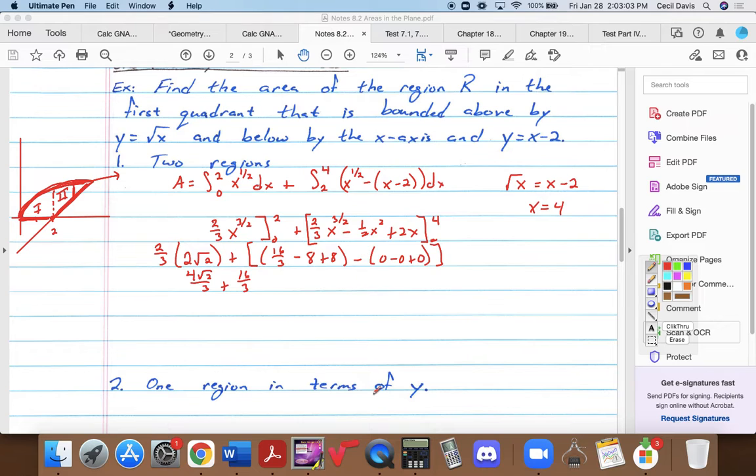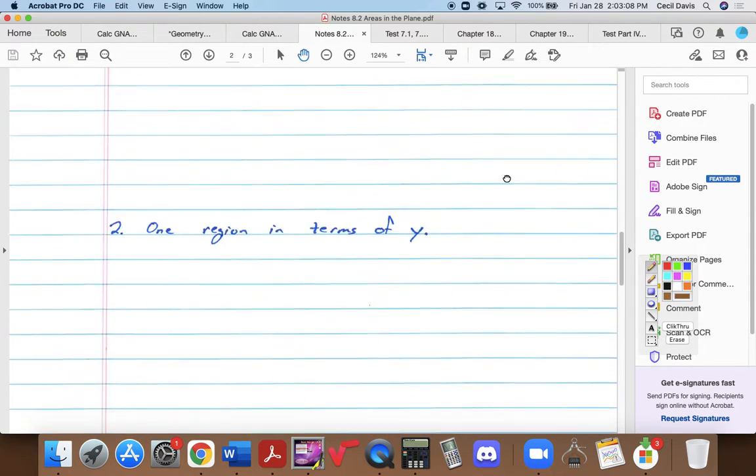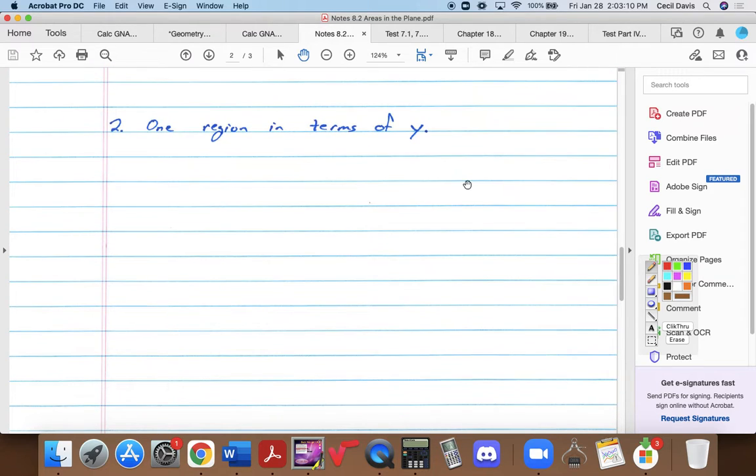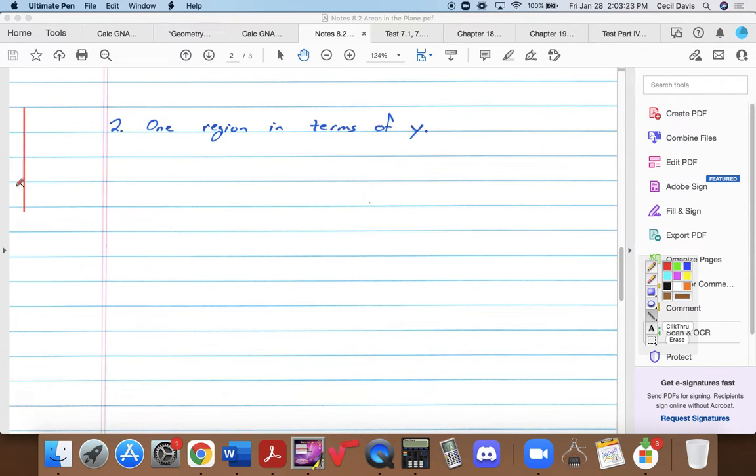Now, another way that you can do this, and being able to do this second one is really important for things that we'll do later on. Do it as one region, but do it in terms of y instead of in terms of x. So let's go back to what our diagram looked like. We had this half of a parabola. We had this line.